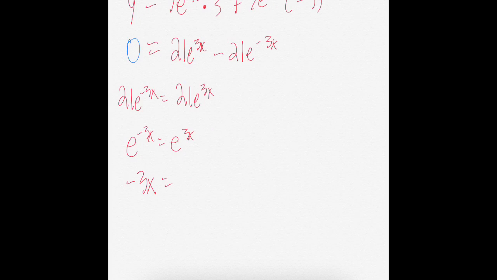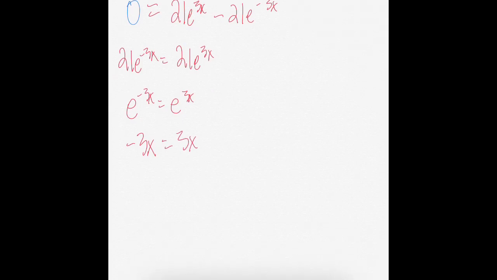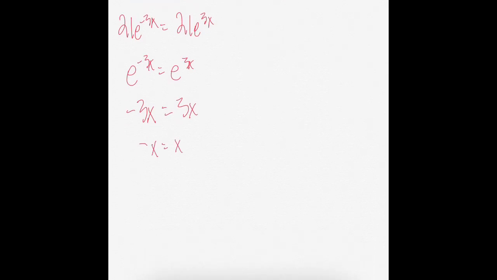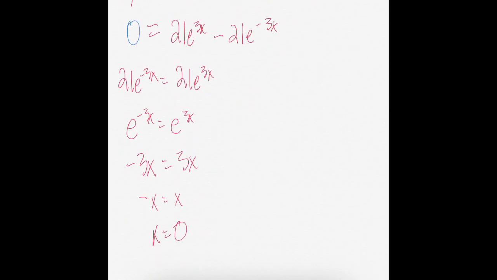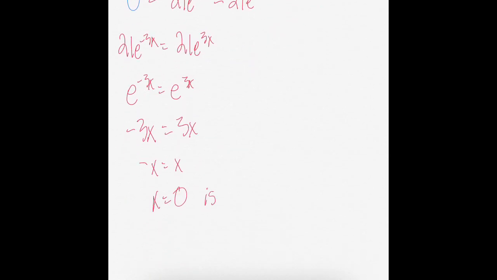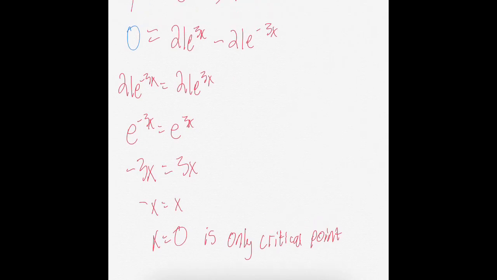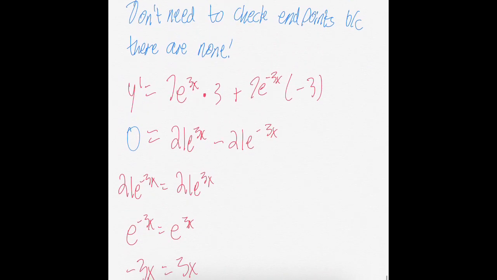Okay, well, let me think here. Now this means if e to some power equals e to some power, well, then those two powers had better be equal. So that means that negative 3x equals 3x. And this means that negative x had better equal x, but that's only possible if x equals 0. Okay, so x equals 0 is my critical point, and is, in fact, in this case, the only critical point.